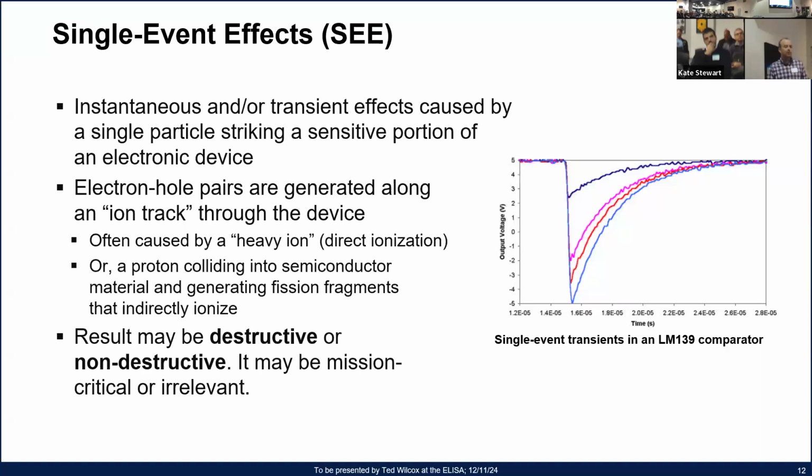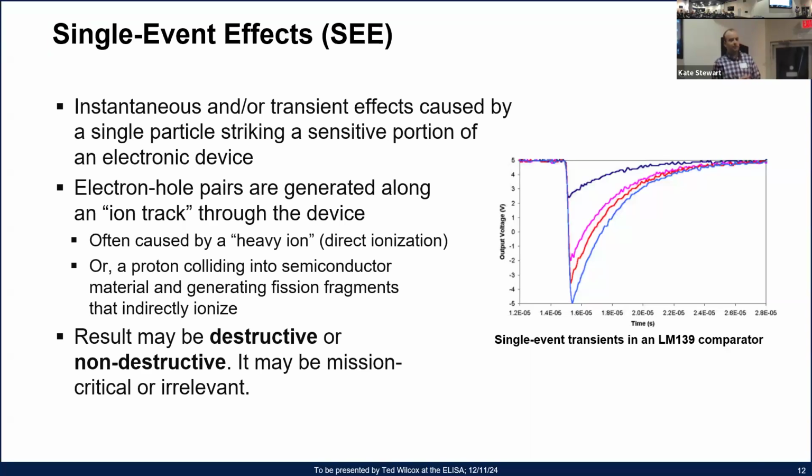Single event effects are instantaneous or transient. They are caused by a single particle, maybe a proton or anything up to typically an iron atom, that strikes a particular sensitive portion of an electronic device. So I'm talking about at the transistor level, oxides, depletion regions, that sort of thing. As the particle passes through a material, it creates an electron hole track, an ion track through the device. So now we have free carriers that are generated in the semiconductor material. These will be attracted to different portions of the transistor and collect charge. At the end of the day, that means voltage in a place where there shouldn't be voltage.